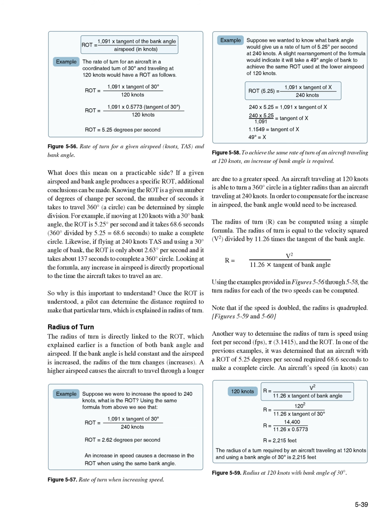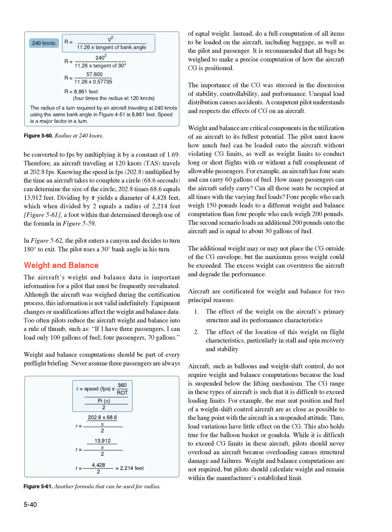Figures 5-59 and 5-60: another way to determine the radius of turn is using speed in feet per second, FPS, pi, 3.1415, and the ROT. In one of the previous examples, it was determined that an aircraft with a ROT of 5.25 degrees per second required 68.6 seconds to make a complete circle. An aircraft's speed, in knots, can be converted to FPS by multiplying it by a constant of 1.69. Therefore, an aircraft traveling at 120 knots TAS travels at 202.8 FPS.